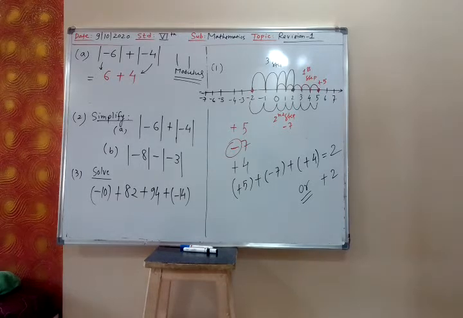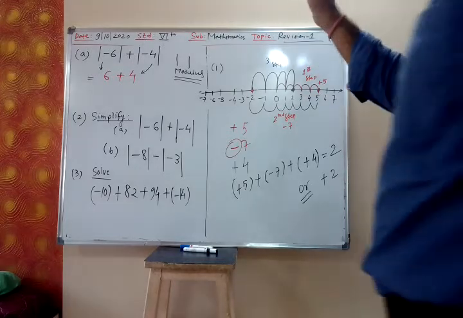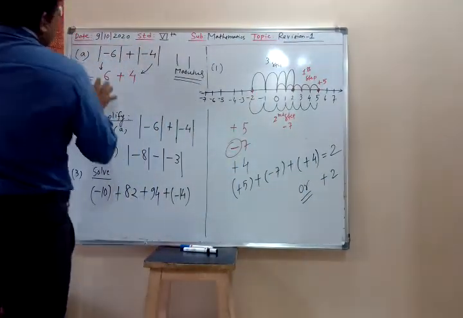The arrow I have written is for your understanding. You don't have to put it. See here. If the number has a plus sign, that plus will remain plus. But if the number has a minus sign, that minus we write as plus. Plus will become plus. Minus sign will become plus. Is it clear? Plus will not become minus. This you remember.